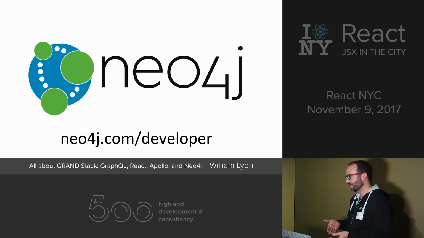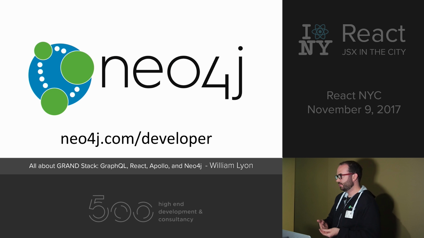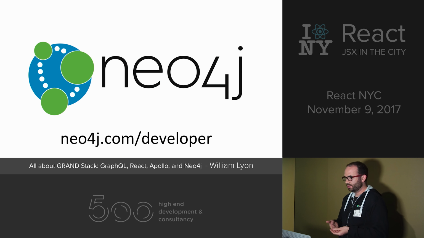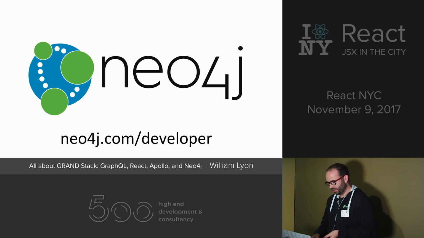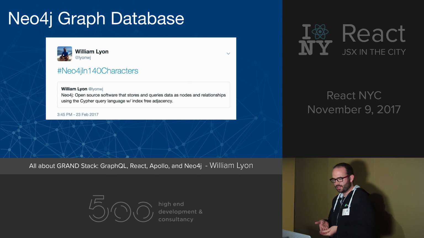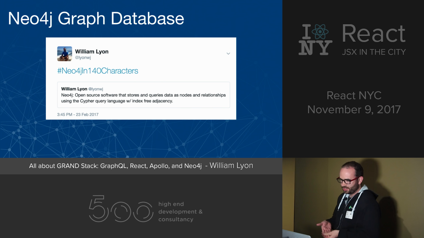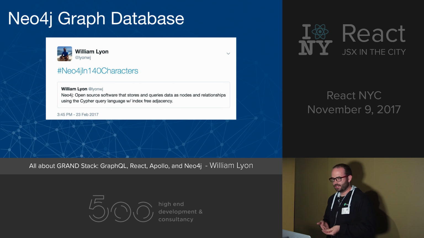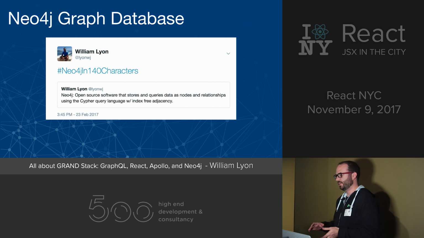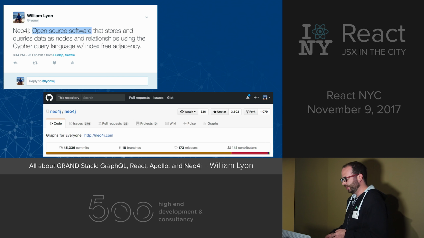So I want to start talking about the data layer piece of this, which is Neo4j. I think the easiest way to explain something is in the form of a tweet. So here's Neo4j in 140 characters: Neo4j is open source software that stores and queries data as nodes and relationships using the Cypher query language with index-free adjacency. Okay, so let's unpack that a little bit.